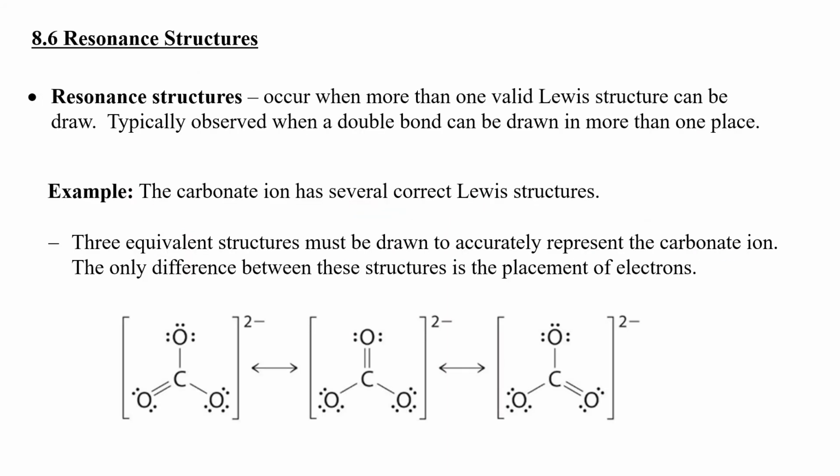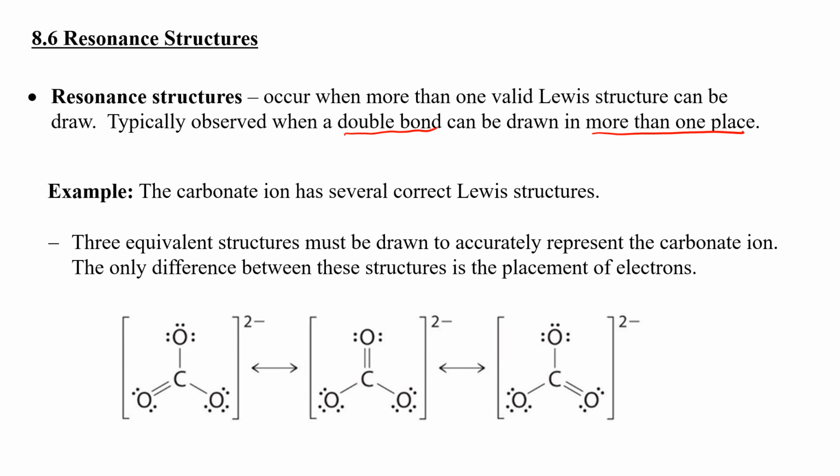All right, our last section, resonance. Now, I saved this for later because I feel it just fit better after we learned about some of the other stuff first. However, resonance structure simply occurs, well, let's keep it simple, when you can put a double bond in more than one place. Okay, that's how you can draw more than one resonance structure.